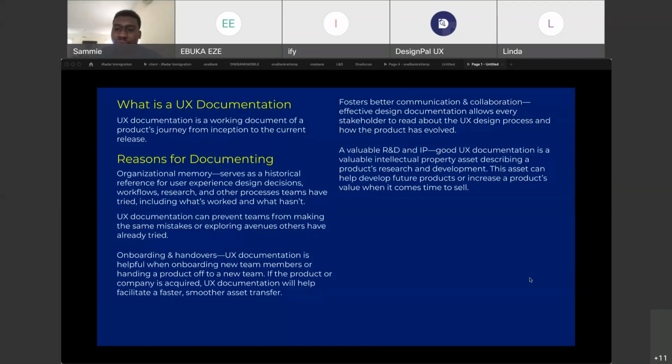Then the asset itself can help develop future products and increase the product's value when it comes time to sell. So exactly what we're saying. At some point, if there are takeovers in the future, sometimes they want to see how this product was built and how it came to life. The documentation at that point provides a clear roadmap of how everything was being built. I would make mention of, let's say, Instagram.